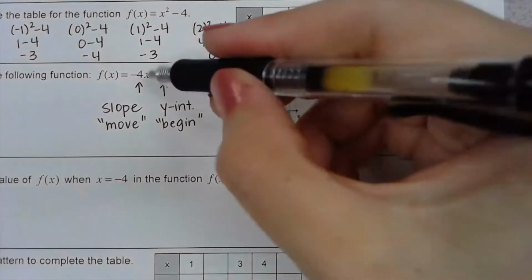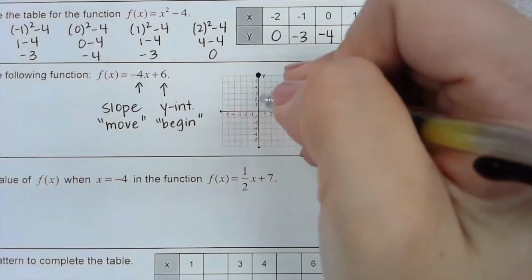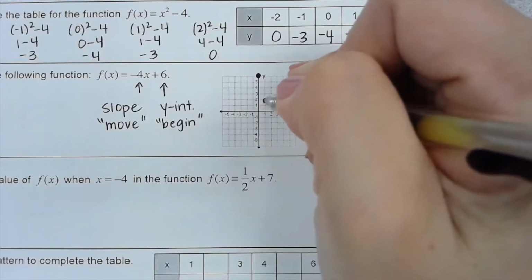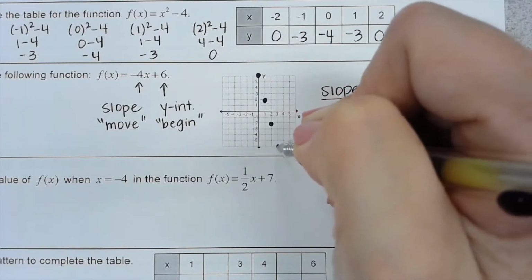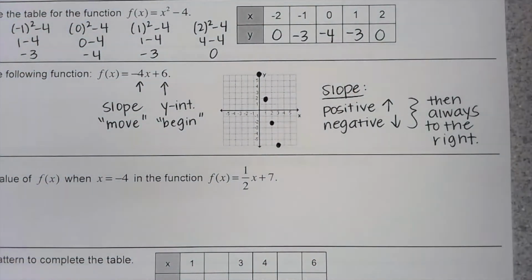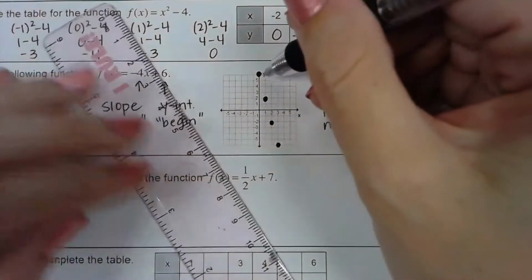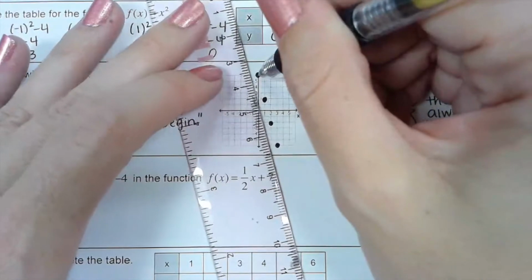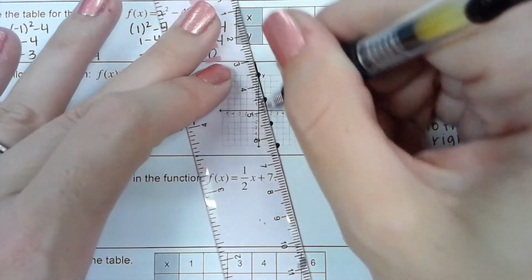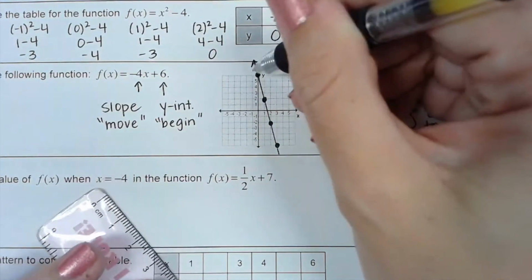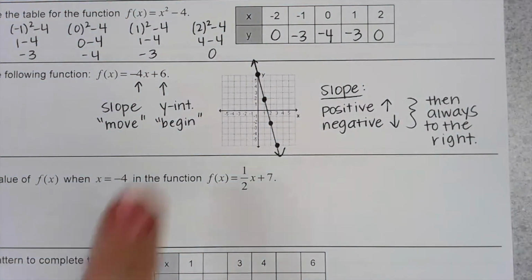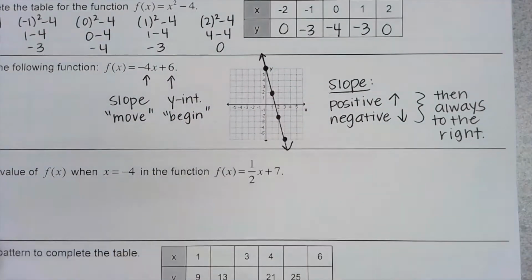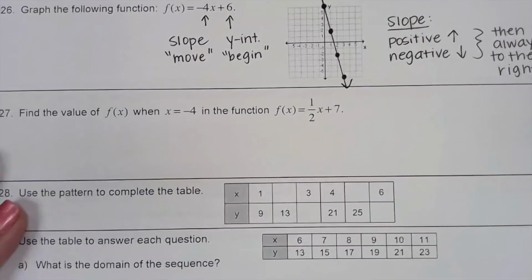So I'm going to go, it's negative 4 over 1, so I'm going to go down 4, and then I go 1 to the right. And then I go down 4 and 1 to the right, and then I'll go down 4 and 1 to the right. And so that'll give me the line that I need to then connect with a ruler. If it was positive 4, it would still start at 6, but it would be going up 4 and 1 to the right. And this line has a negative slope because you can tell it's going down as you look at it from left to right.